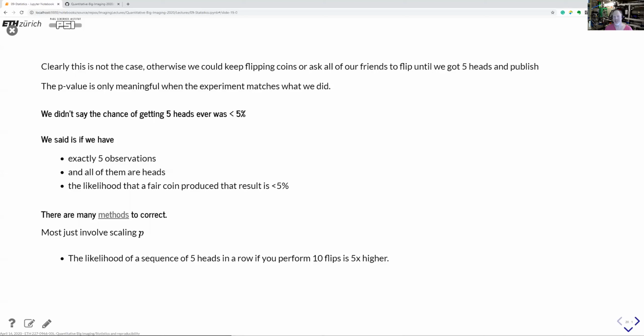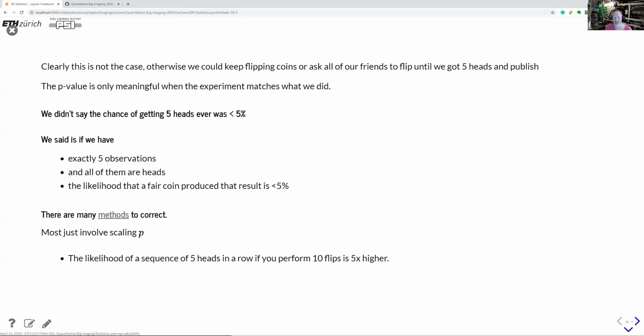So the p-value is essentially only valid or meaningful when the experiment matches what we did. We didn't say that the chance of getting 5 heads ever was less than 5%. What we said is exactly 5 observations and all of them are heads. That is less than 5%. And that is also our rejection criteria for saying that it's a fair coin, or that the likelihood that a fair coin produced this result is less than 5%. So we need to correct the whole principle based on this knowledge.